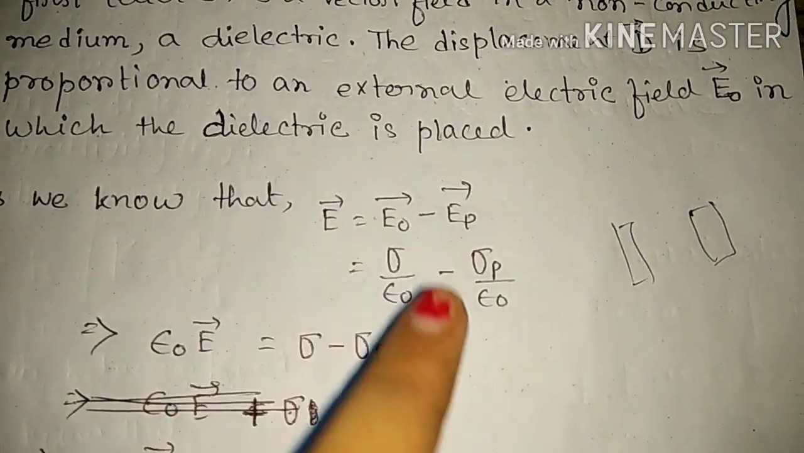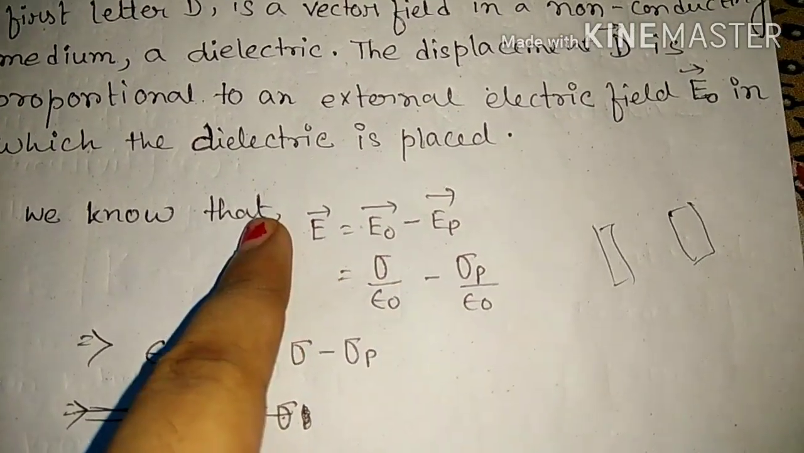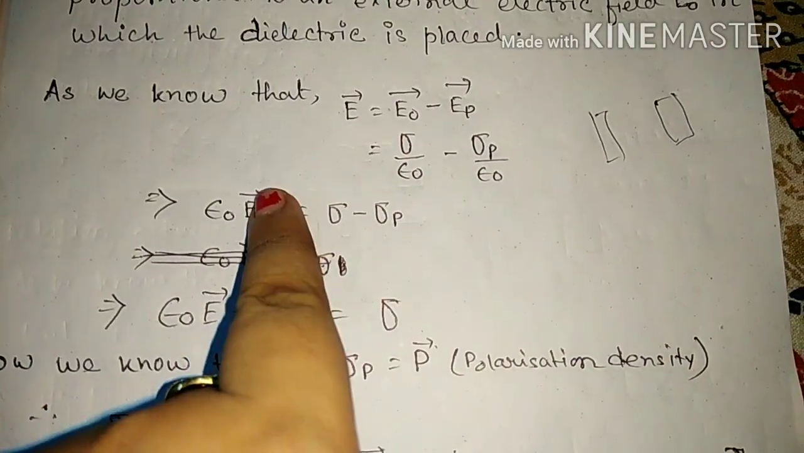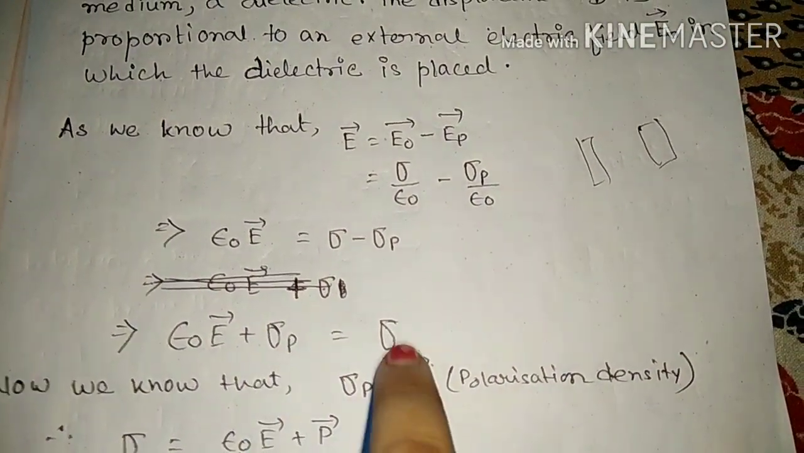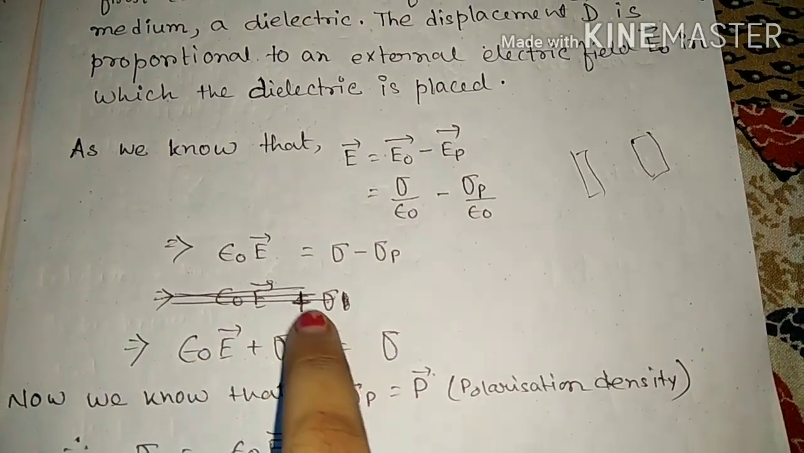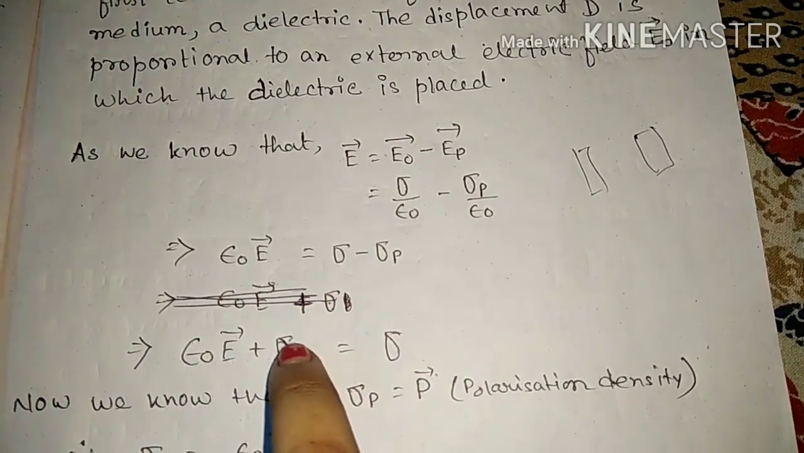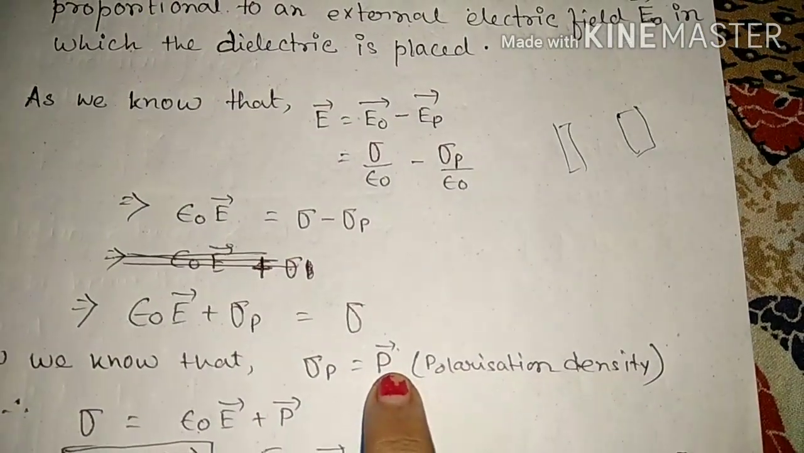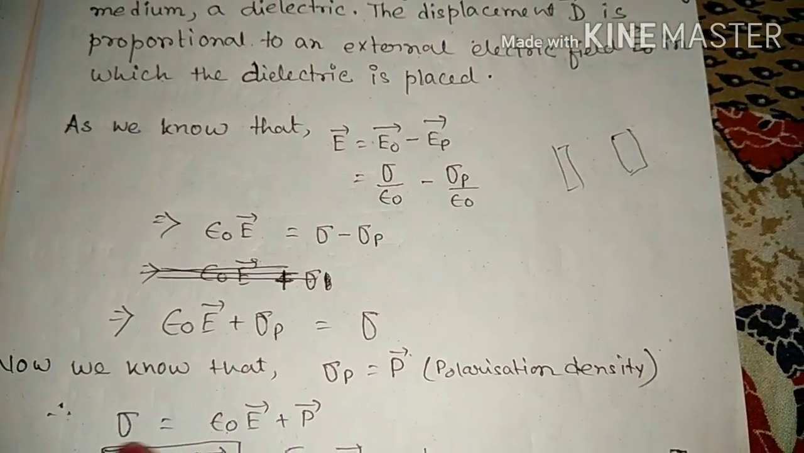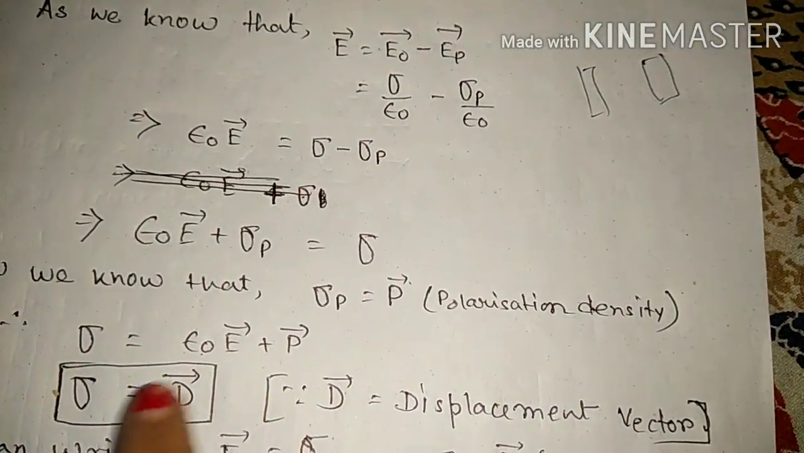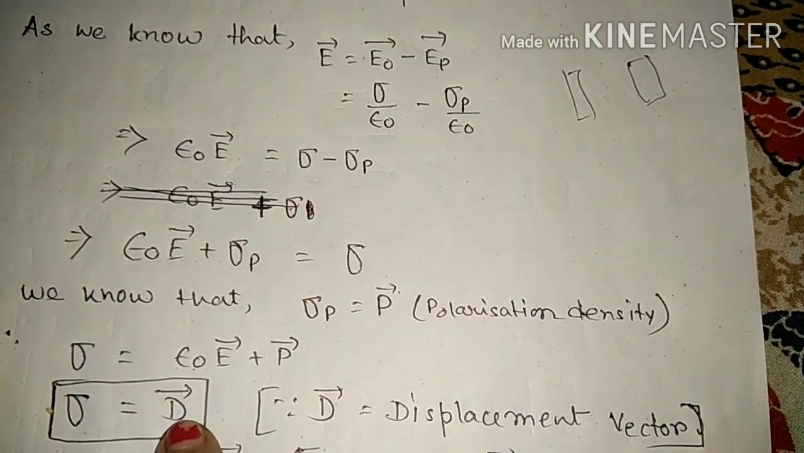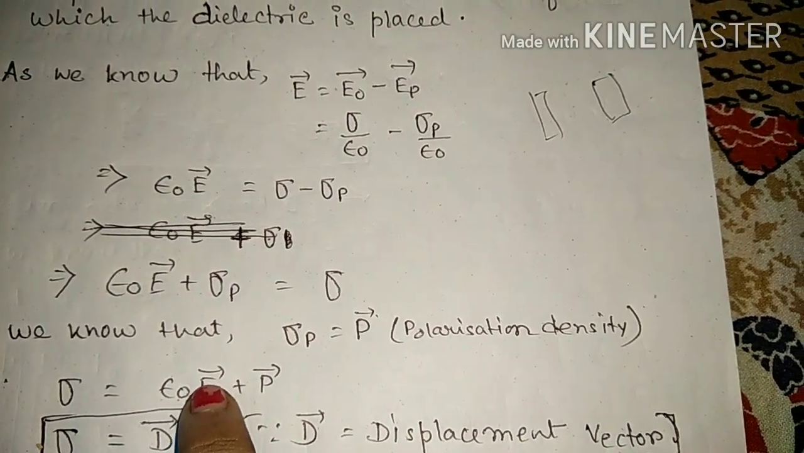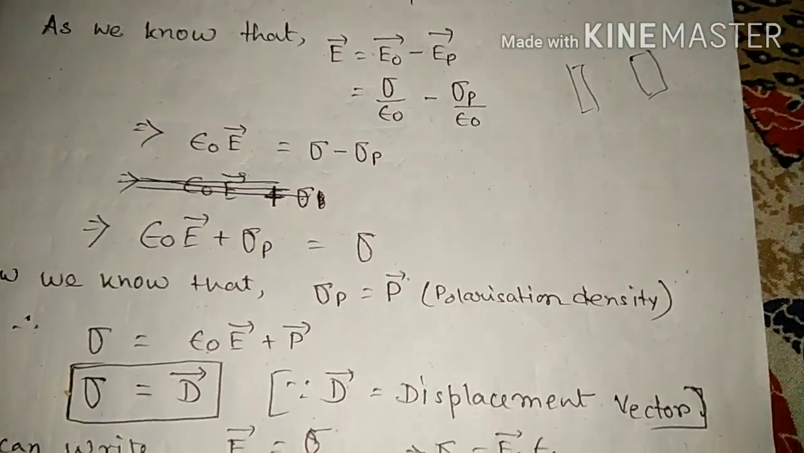Now after simplifying, multiplying epsilon naught this side, epsilon naught E equals sigma minus sigma P. Now sigma P comes this side: epsilon naught E plus sigma P equals sigma. This is called the displacement vector. In place of sigma P we can write the polarization density vector P. So sigma equals epsilon naught E plus P vector, and this is called the displacement vector D. So displacement vector equals epsilon naught times the reduced electric field plus the polarization density vector.